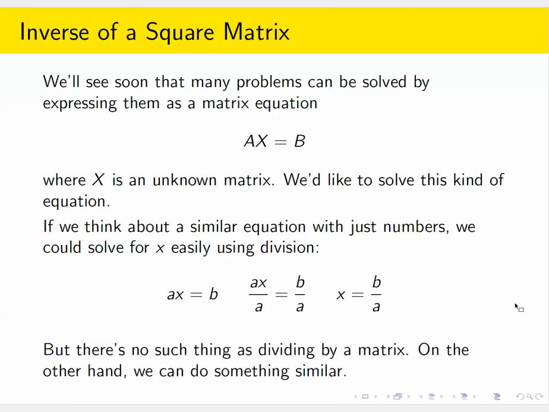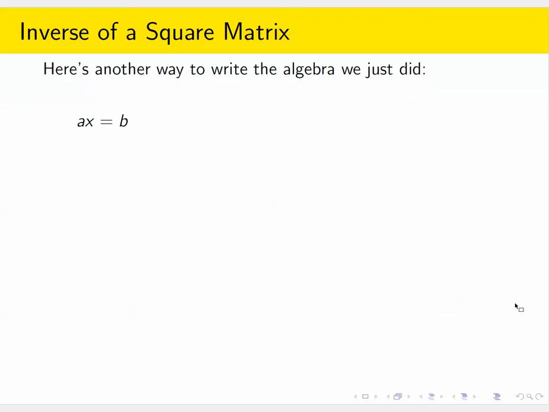Easy enough, but you cannot do that when your unknown is a matrix and your coefficient A is a matrix. Division only works with numbers. There's no such thing as dividing by a matrix. But there is something similar we'll be able to do.